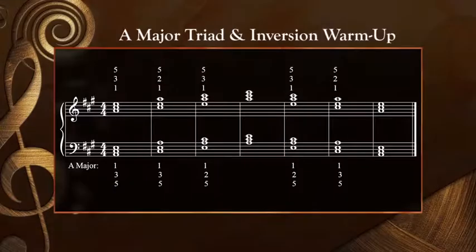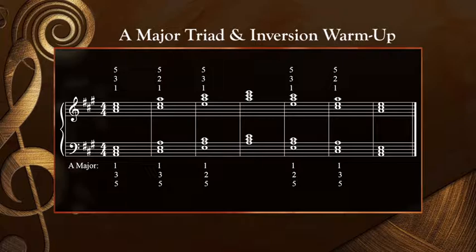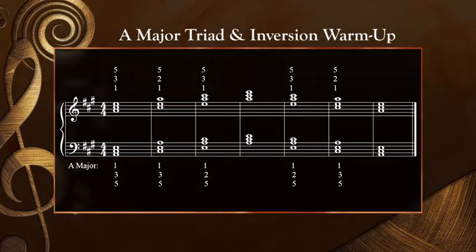The last one of these I'd like to look at today is A major. Remember, A, C sharp, E. So you'll need to plan for the C sharp in each inversion. Here's how the right hand will look.